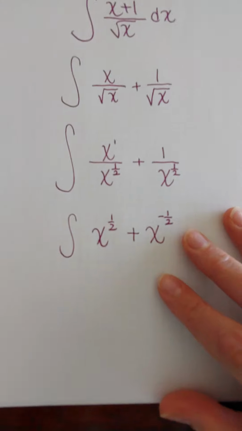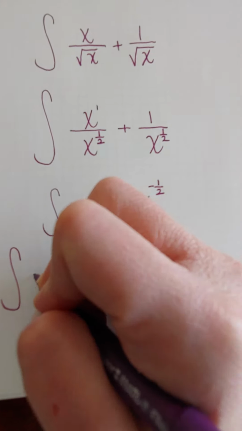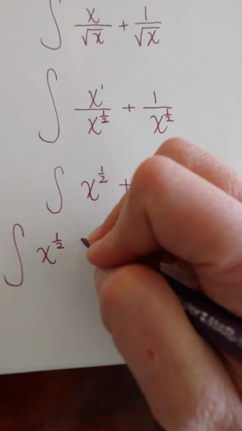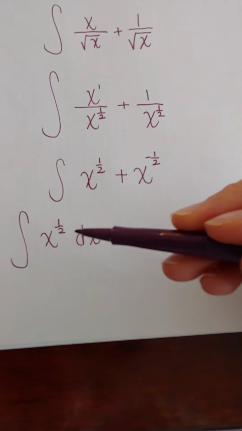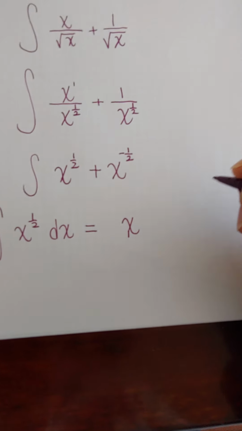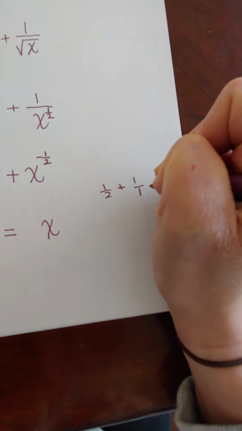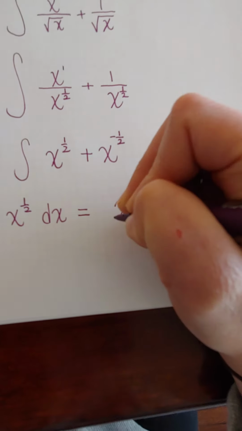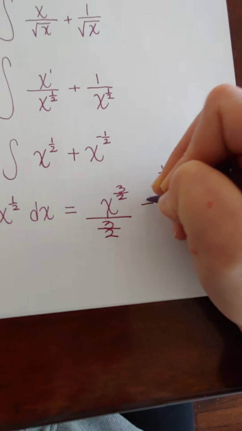Now I can find the integral of these two separately. So I'm going to integrate x to the 1/2 with respect to x. When I do that, I add 1 to the exponent. So 1/2 plus 1, get a common denominator, I get 3 over 2, over 3 over 2, plus a constant.